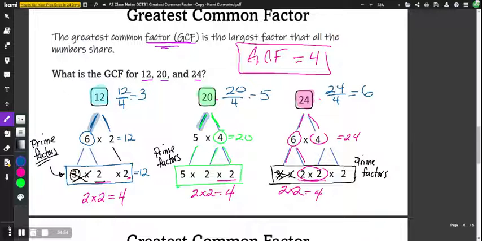How about 7? Can I divide 12 by 7 without getting a decimal? No, and 8 and 9 and 10, so forth. If I keep trying bigger numbers, I'm not going to be able to divide all three of these numbers by a bigger number than 4. So that's why 4 is our greatest common factor.